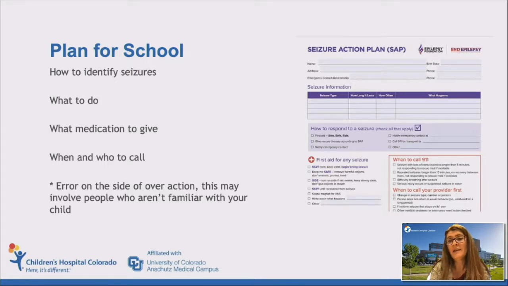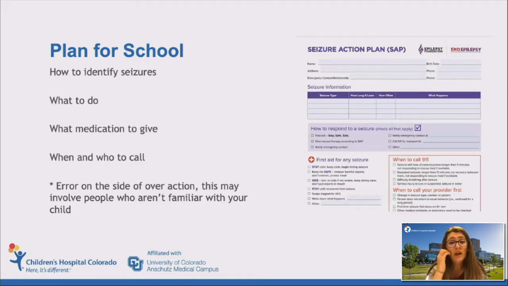And you can see that on the seizure action plan example here that's provided by the Epilepsy Foundation. And also telling people what medication to give, when to give it, and when and who to call. And I always recommend that we err on the side of overaction. We never know who's going to be around the child in school when a seizure happens. It may be somebody who's not familiar with your child, particularly if there's a nurse who is new to the school or is a substitute nurse. We want to make sure that we give them all the information that they need in a very concise form, so that they can review it very quickly and then act on the seizures.